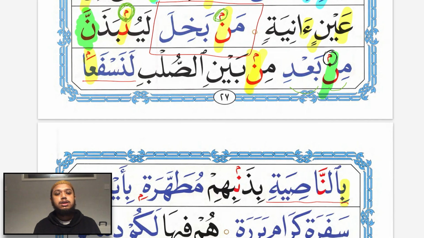instead of tanween, whenever tanween is followed by a ba, instead of making an an sound, it makes an am sound. Am, am. But of course, we have ghunna for two harakat. So it is la nasfa am bin nasiyah.